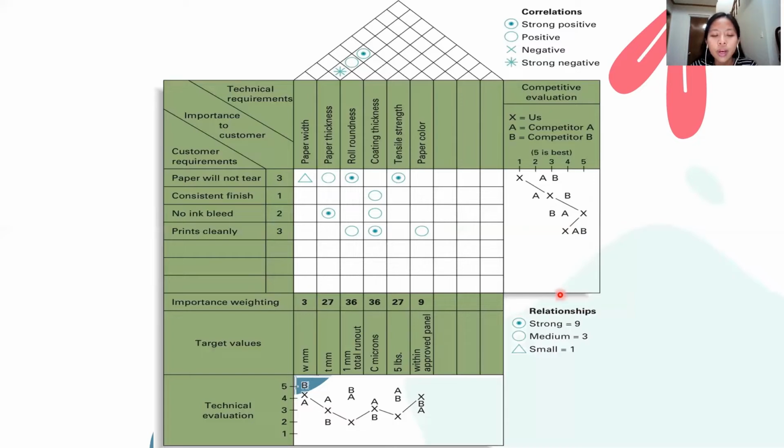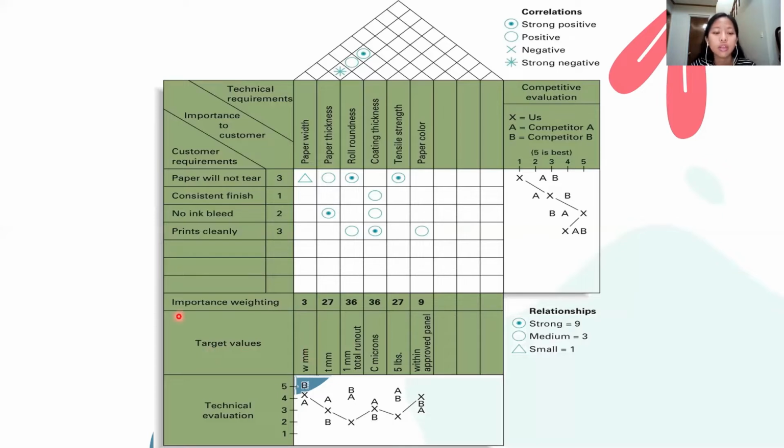Now we are left with 3 remaining parts at the bottom of the figure. We have the importance weighting, the target values, and the technical evaluation. We proceed first to the technical evaluation. Technical evaluation is just like the competitive evaluation, but in the technical evaluation, what is evaluated are the technical requirements. The highest evaluation value here is also 5 while the lowest is 1. Next, we proceed to the target values. These are just technical specifications and terms in the matrix.